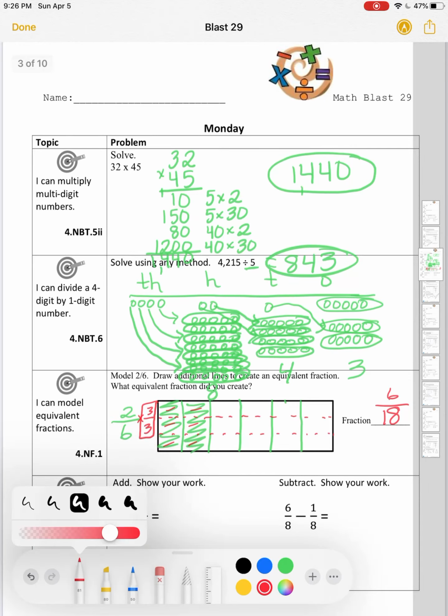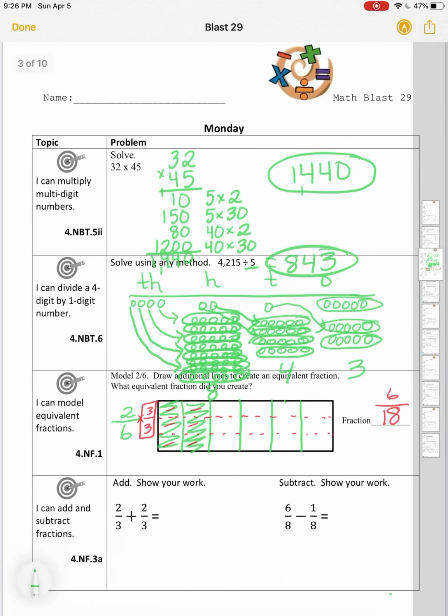All right, let's go to our next box here. In the next box, it asks us to add and subtract fractions. We're going to add first 2/3 plus 2/3. If I have a fraction bar here and I break it into thirds, I can shade in 2 of those.